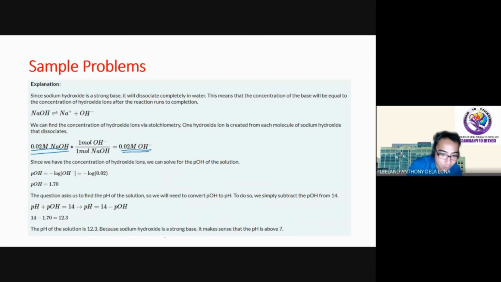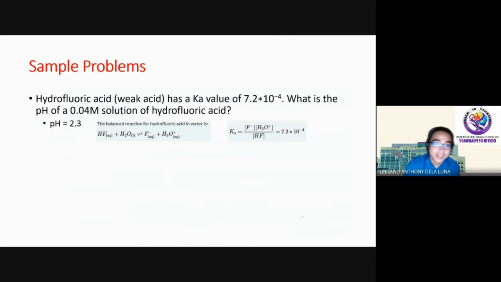So naman, since it's a strong base, it makes sense that the pH is above 7. Here, class, let's have an example of a weak electrolyte. Okay? Ang sabi ko nga sa inyo, class, di ba? Ang problem with weak electrolytes is they do not completely dissociate. Okay? So whatever is the original concentration of their solution, hindi yun equal to the amount of hydrogen ions produced or the conjugate base na produce. Okay? So are we good?